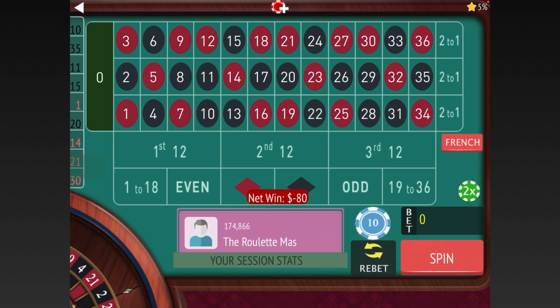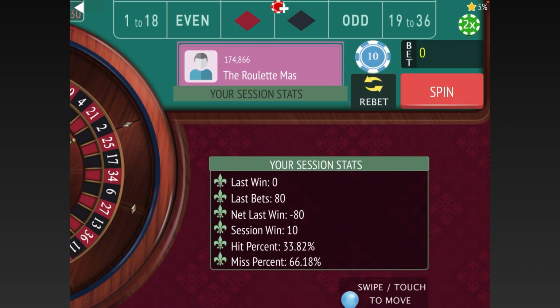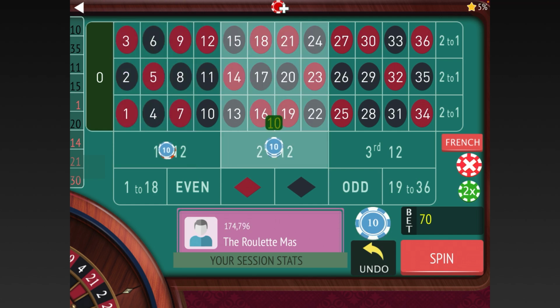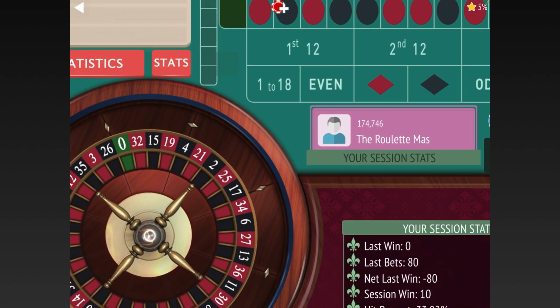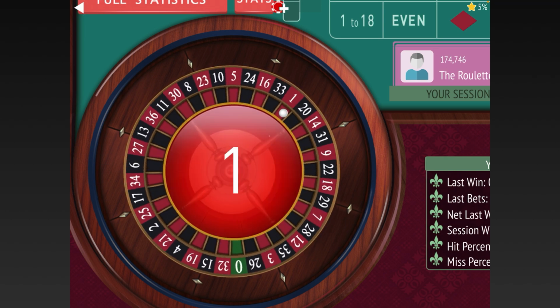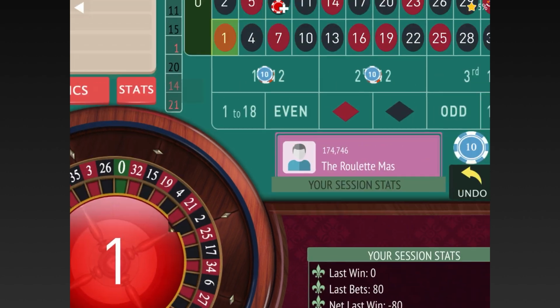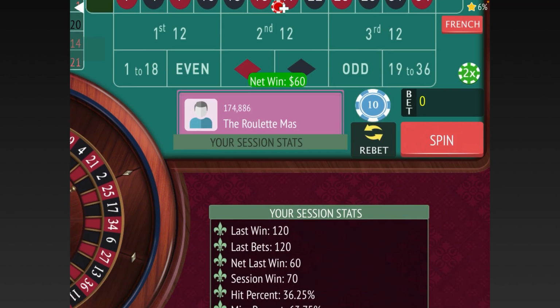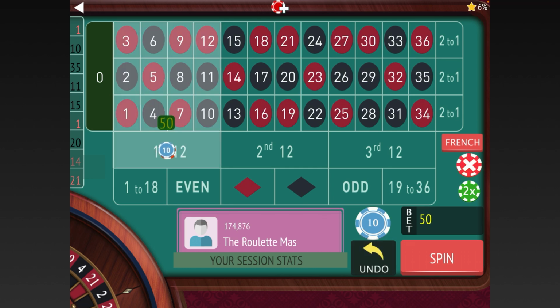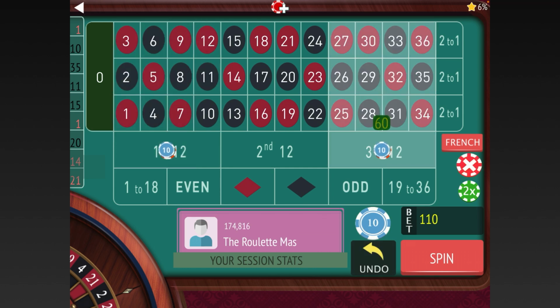And we actually lost there at 40, so we go to 60 now. We might be going up there anyway, so let's go 60 each on first 12 and second. Okay, but we're still not in session profit, so we won at 60, so that means we go back to 50. And we'll go first and third for 50.